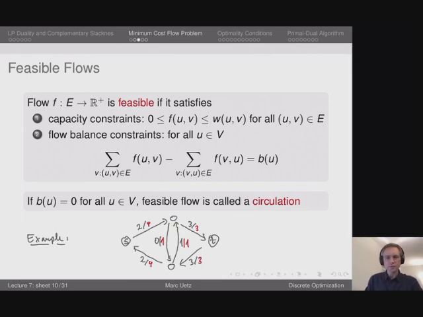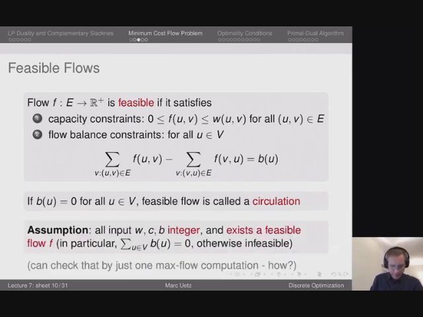And finally, there is one more assumption that we make, and that is this assumption here. It says that, well, first of all the inputs are assumed to be integers, okay? So that is the capacities, the costs, and the balance functions. And we also assume, without loss of generality, that there exists a feasible flow, there exists a feasible solution. That means in particular that the total sum of all the balances should be equal to 0, so total production must be equal to the total consumption, otherwise there can be no feasible solution.